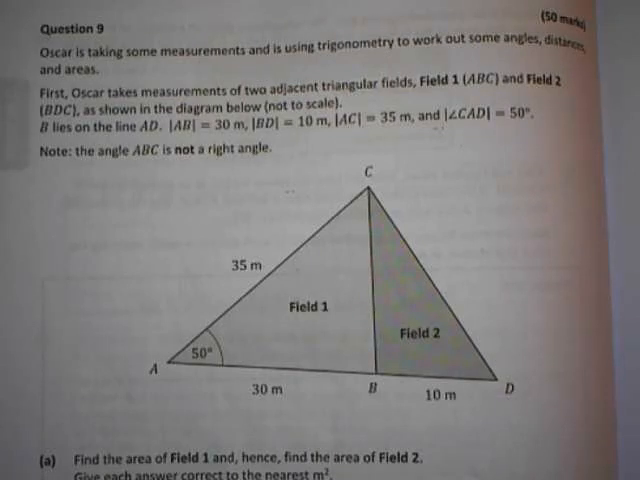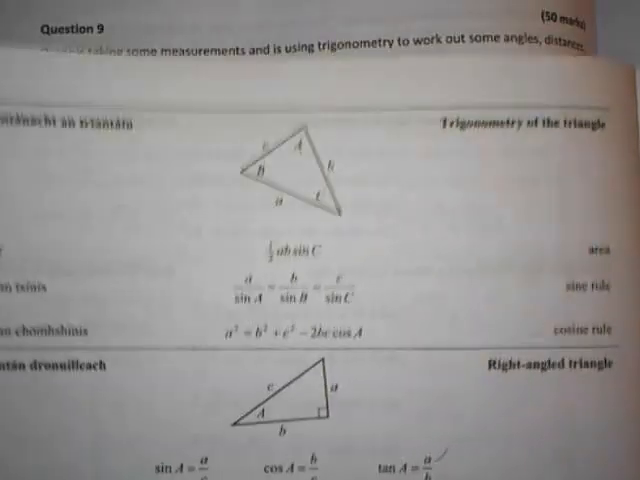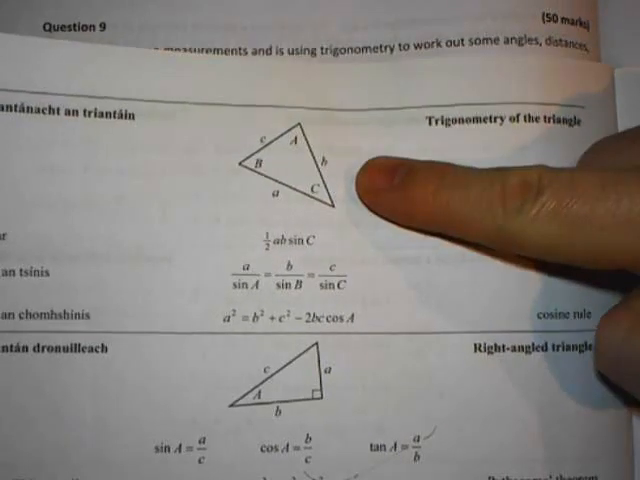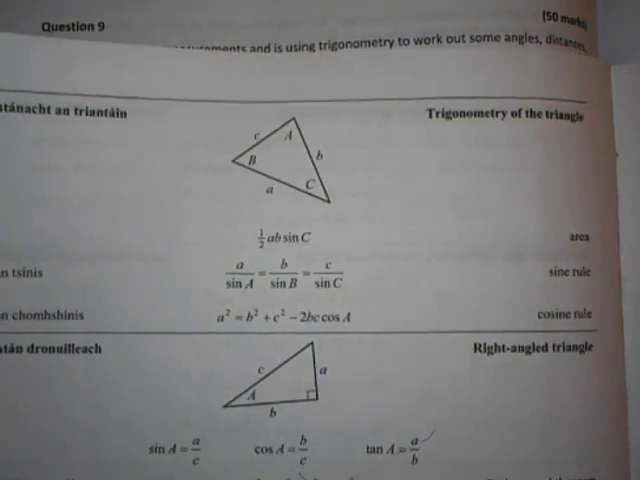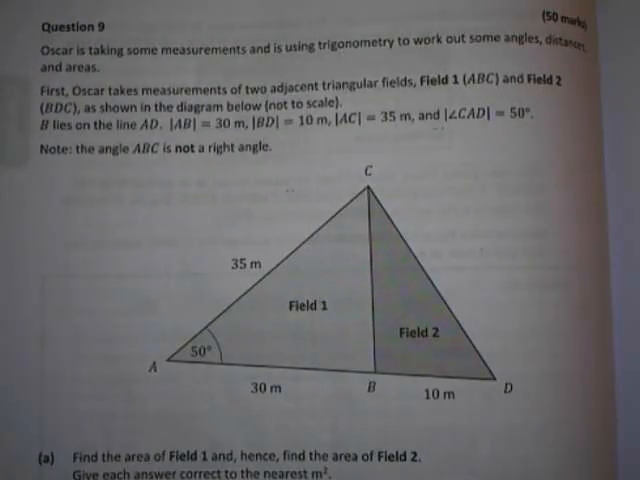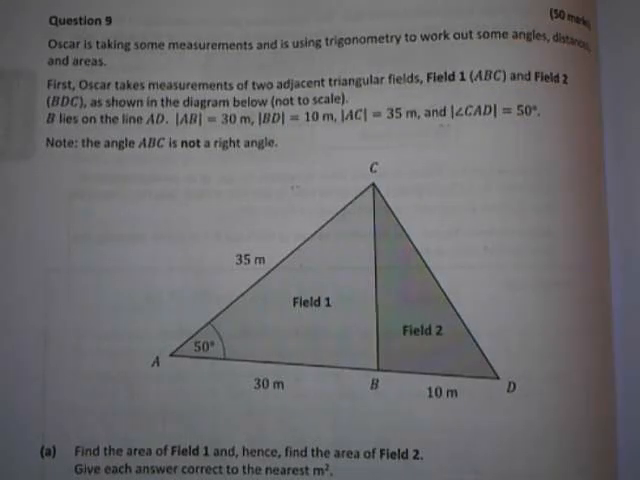Question 9. So we're looking at a triangle, we're looking at sides and angles, so it's trigonometry. It's not a right angle triangle, so we've got area, we've got sine rule, we've got cosine rule, and we're just going to pick out which one we're going to use.